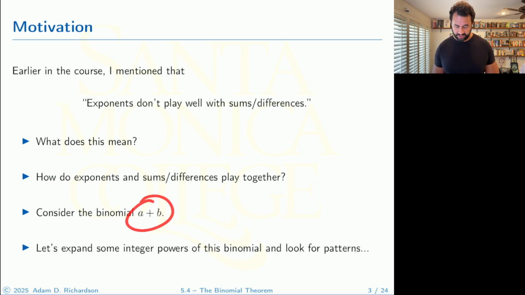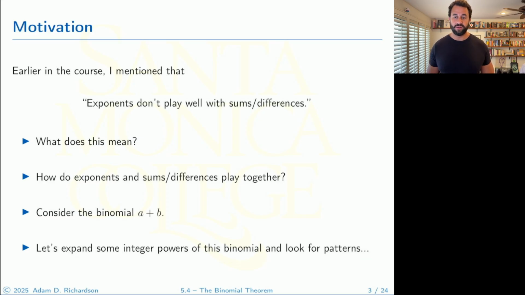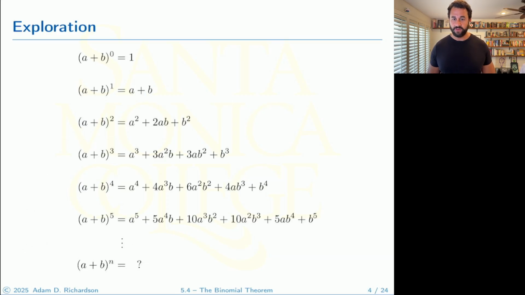First, I want you to consider the binomial a plus b. Binomial just meaning it has two terms. That's basically it. So we have a binomial here, a plus b. And what I want to do is expand some integer powers of this binomial and look for patterns. So I've got a few listed out here, starting from 0 and going up to 5 and then beyond. So (a+b)^0, well, that's 1, right? Anything to the 0 is 1. (a+b)^1 is just a plus b, nothing special going on there.